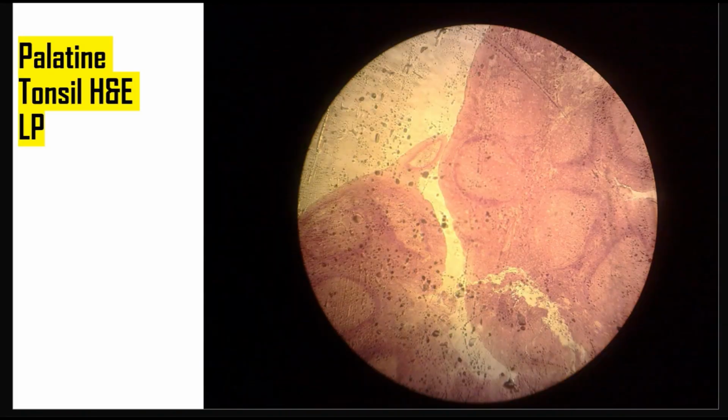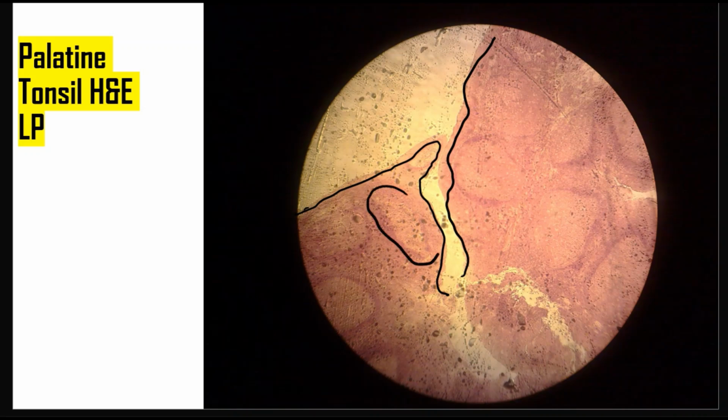Let's look at another histological diagram. This is it. Okay, so you have a capsule here. This capsule forms a crypt here. This crypt is dividing the tonsil into lobules. These lobules have got these lymphatic nodules. You've seen this lymphatic nodule has got a germinal center here.